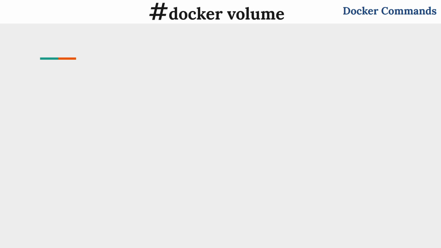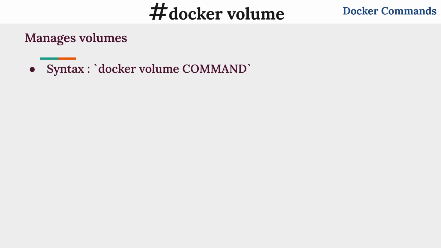Next command is docker volume. The docker volume command in Docker is used to manage Docker volumes. Volumes are a key mechanism in Docker for persisting data beyond the life of a container and sharing data between containers. They provide a way to decouple the application's data from the container's file system, making data management more efficient and robust. Let's see the syntax: docker volume, command.